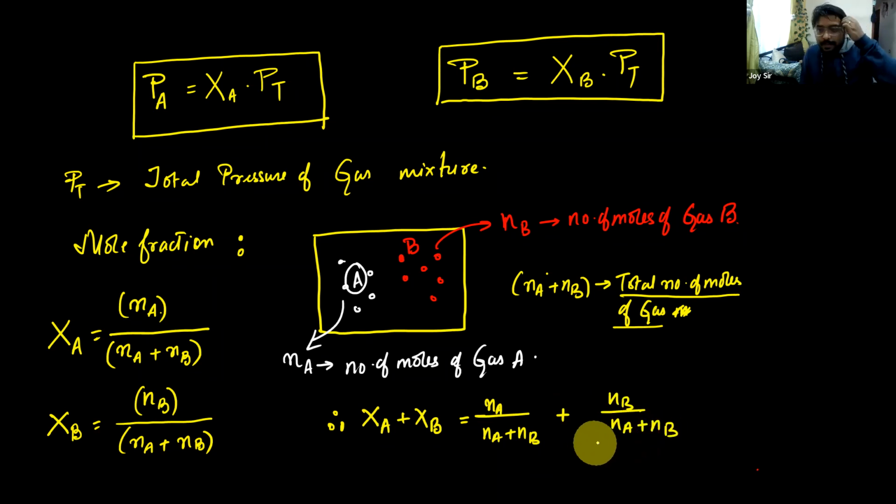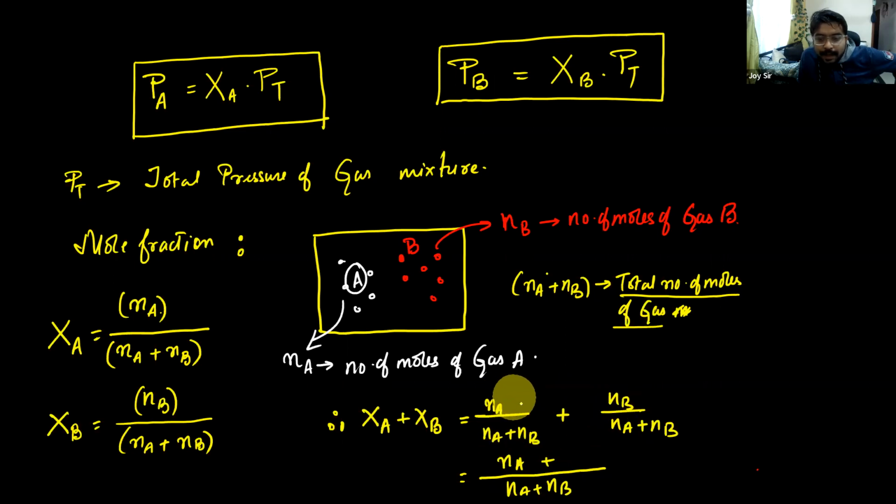Let us take the LCM. Both have the same value, Na plus Nb, in the denominator. Okay, let us take that, Na plus Nb. Then what will be the numerator? It will be Na plus Nb. This Na will come on top and this Nb will come on the other part.